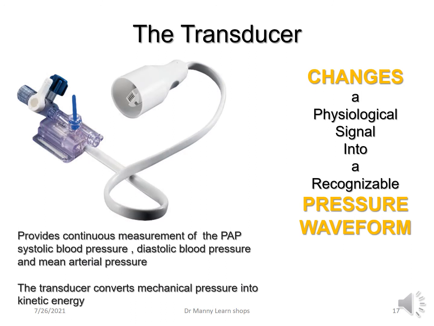The transducer is a device that changes a physiological signal into a recognisable pressure waveform, and in doing so provides continuous measurement of the pulmonary artery systolic, diastolic and mean arterial pressures. The transducer converts mechanical pressure into a kinetic energy, which can be viewed.